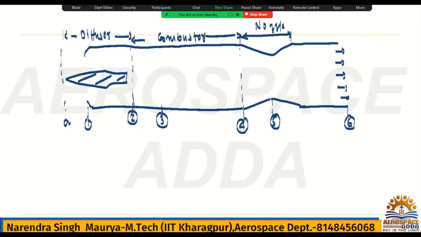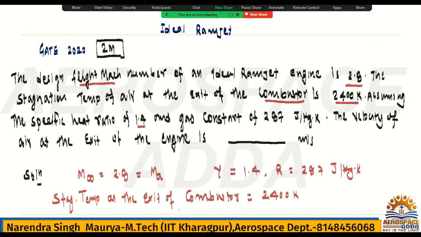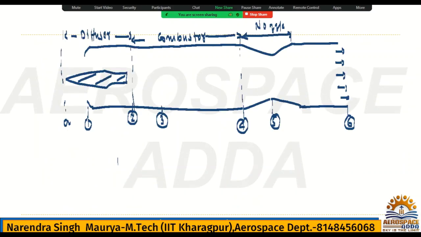In the problem, they have given the exit of combustor. What is the exit of combustor? It is 4, and the stagnation temperature at the exit of combustor they have given, T04, and it is nothing but 2400 Kelvin. M A they have given to us as 2.8. These are the values. This is the M exit and this is the M A. Whatever the flow is going on, for that the M infinity Mach number is given, and this is the Mach number of the ramjet engine.